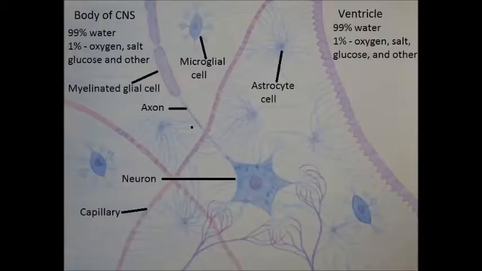Then there's neurons with their long axons connecting to other neurons in lots of different ways. And then there's the myelinated glial cells along the axons. So just check in your mind's view that you can do that, and that it is spacious.